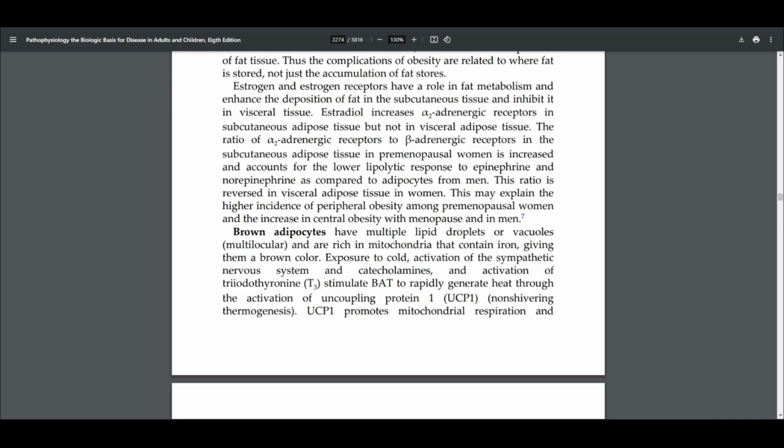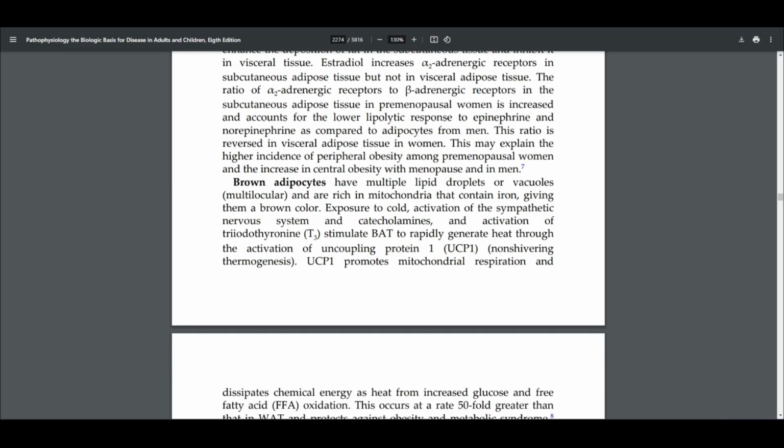Your brown adipocytes have multiple lipid droplets or vacuoles and are rich in mitochondria that contain iron, giving them that brown color. Exposure to cold, activation of the sympathetic nervous system and catecholamines, and activation of your triiodothyronine, your T3, stimulate BAT to rapidly generate heat through the activation of uncoupling protein 1, your UCP1, non-shivering thermogenesis.